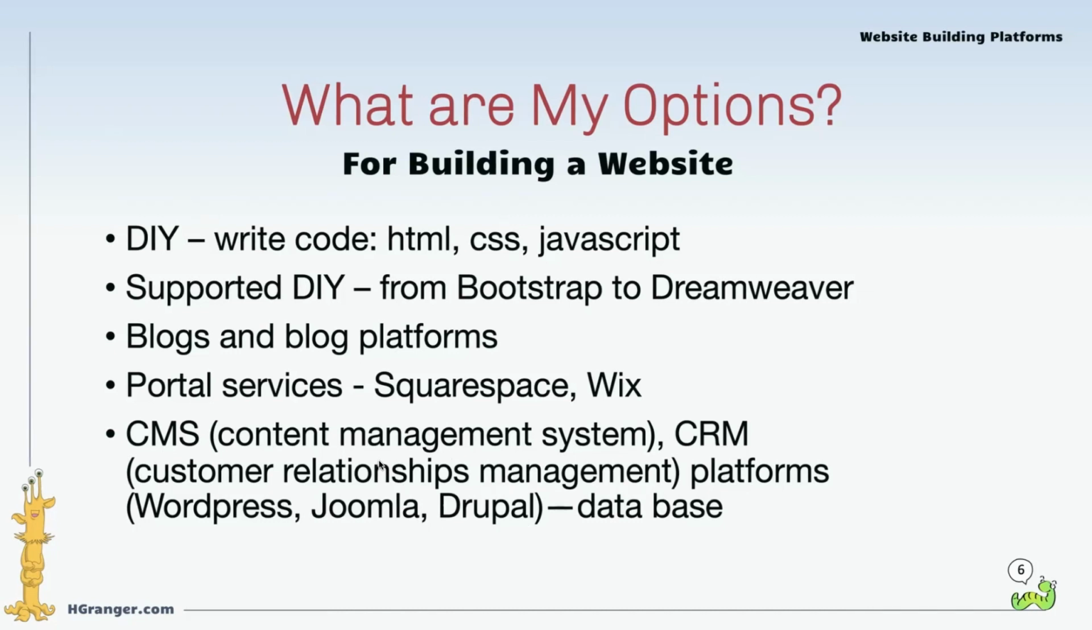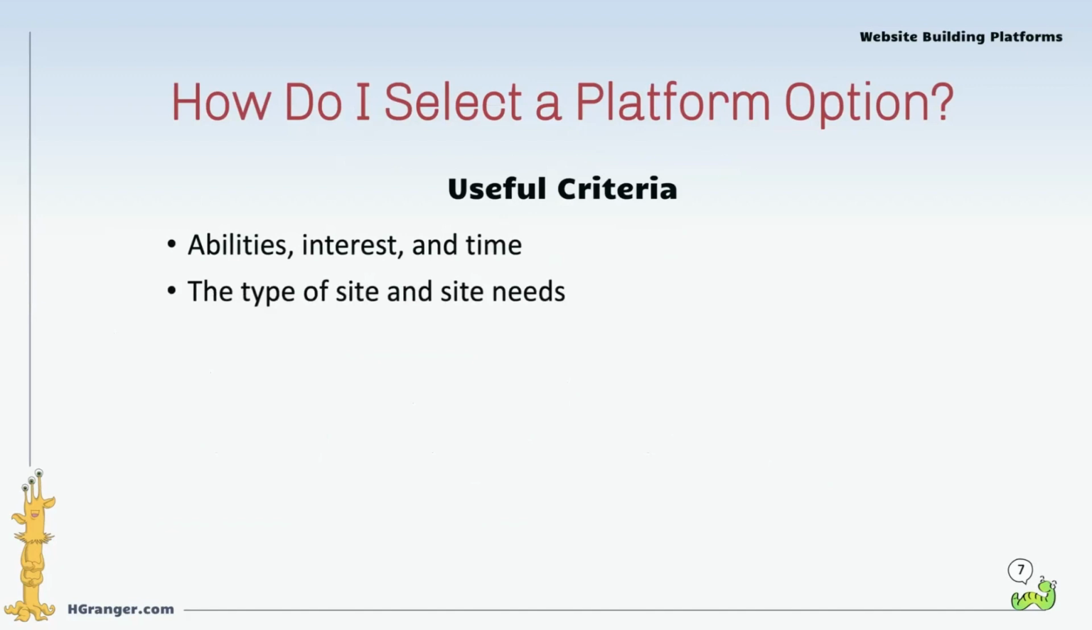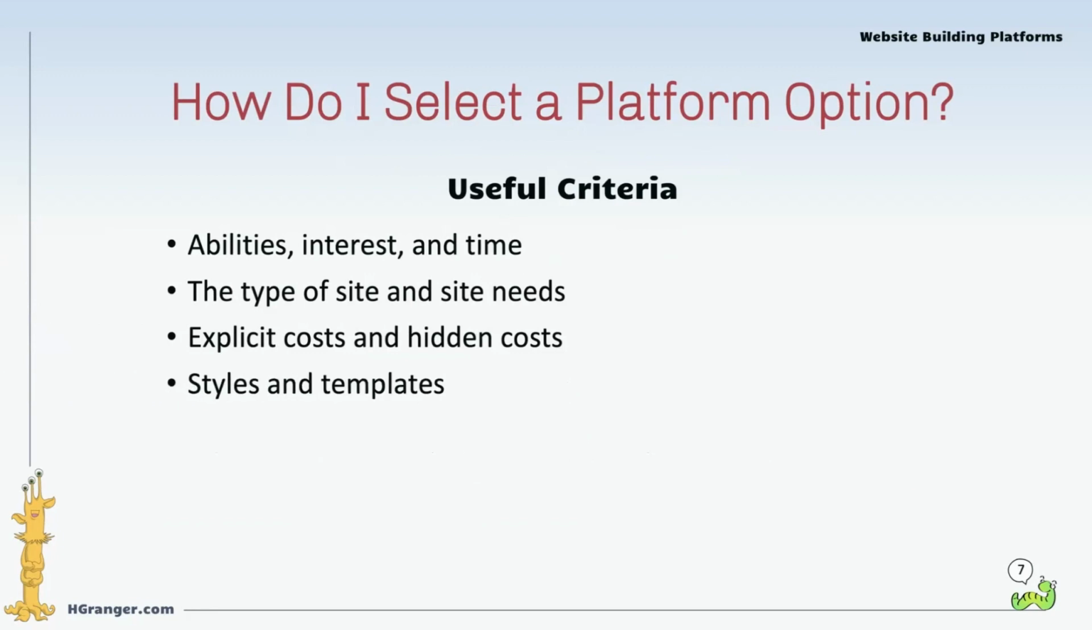So those are our options. How do I select one? We're going to have a few different criteria. There are your own abilities, interest, and time, the most important one. And then the type of site and the site needs, and the explicit costs and hidden costs in having a website, which are big, and what you can get out of styles and templates from what you can find.